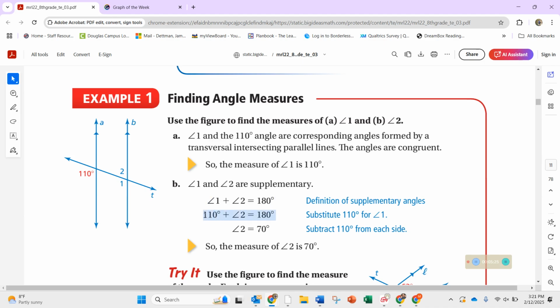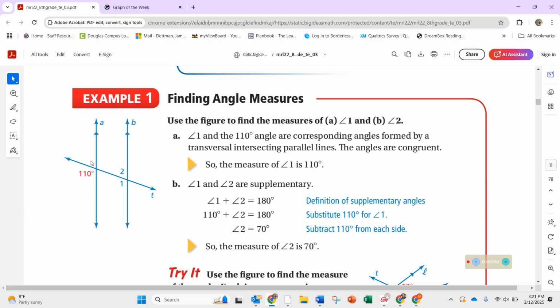And then angle 1 is 110 plus that plus the angle equals 180. Obviously, you subtract from each side. 110 plus 70 equals 180. So that's kind of where we continue with that. So angle 2 is 70 degrees because, since they're corresponding angles, angle 1 and the 110 are the same thing.